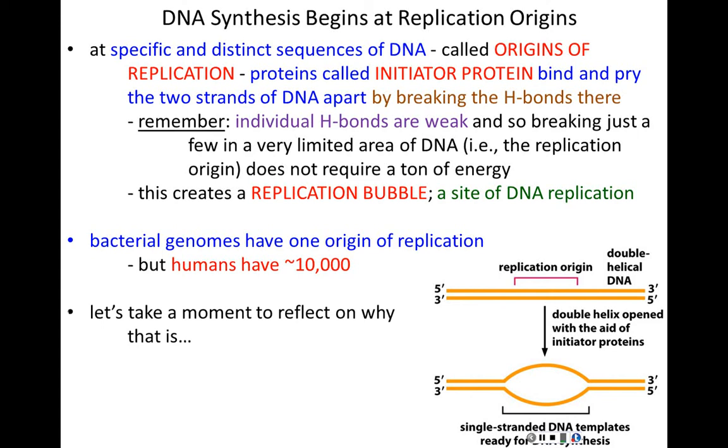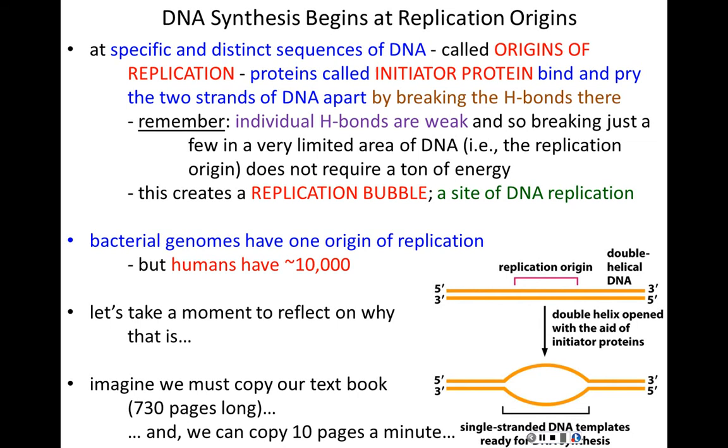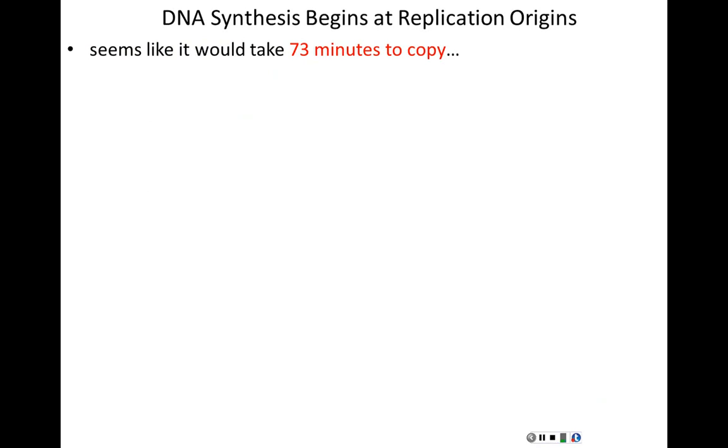So let's take a moment to think about why this might be. Let's use the analogy of our textbook once again. Imagine that we have to copy our textbook, and our textbook is about 730 pages long. Imagine our rate of copying is 10 pages per minute. This would make it seem as though it takes 73 minutes to copy our textbook. 10 pages a minute, 73 minutes, is 730 pages.